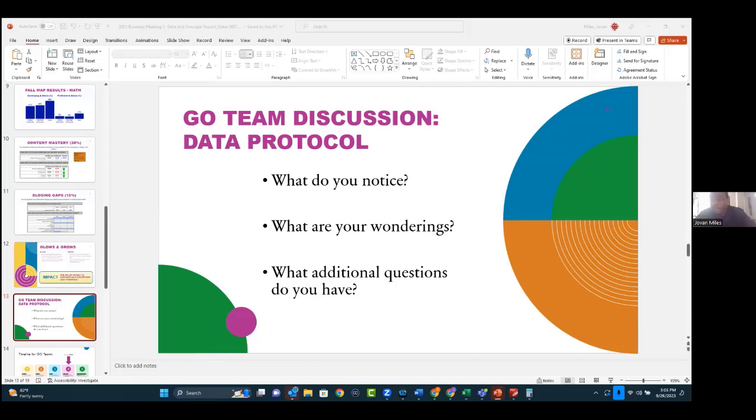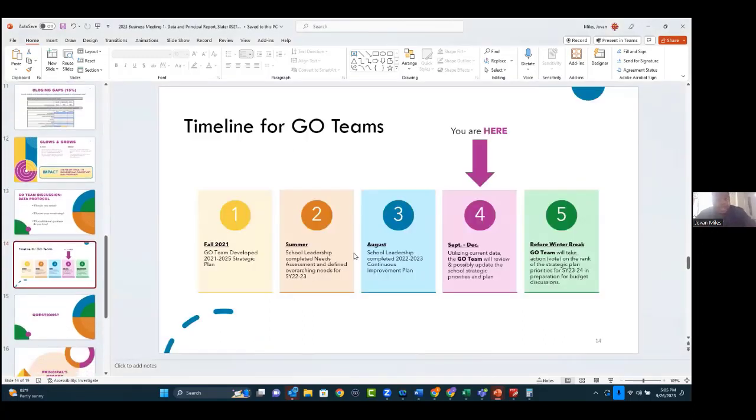All right. Seeing and hearing no comments, I'm just going to push through the rest of the agenda. The timeline for GoTeams, we are here. So we're using our data and have an opportunity to update the school's strategic priorities and plan. Hearing no objections or changes or feedback, the final version will go in front of APS.